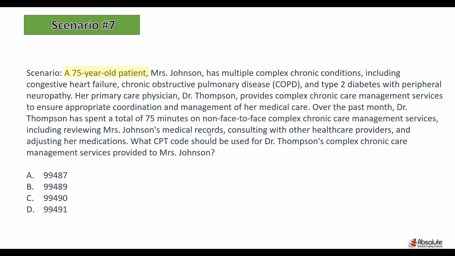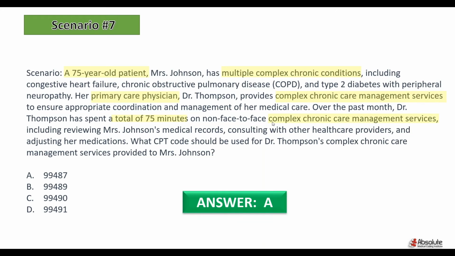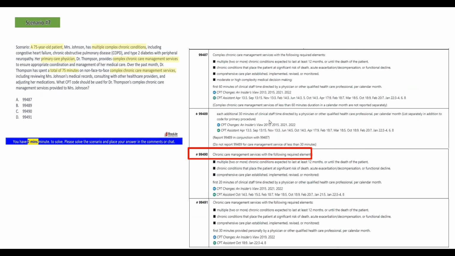We are having a 75-year-old patient, multiple complex chronic conditions, primary care physician, complex chronic care management services. A total of 75 minutes of complex care management services was provided. The correct answer is going to be option A. And let's see what option C is coding for, 99490, which is chronic care management services with the following required elements. So this one is for a complex chronic care management. Even option D, 99491, is also coding for chronic care management services.